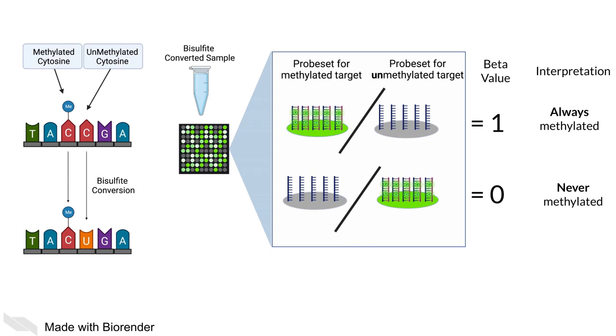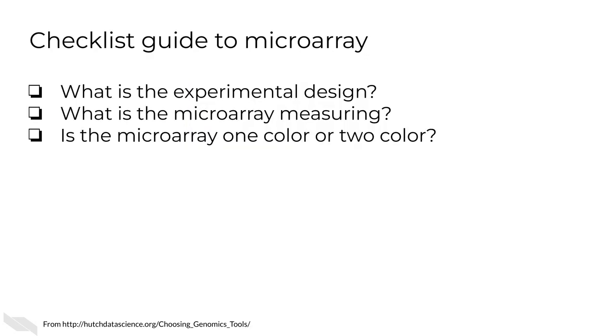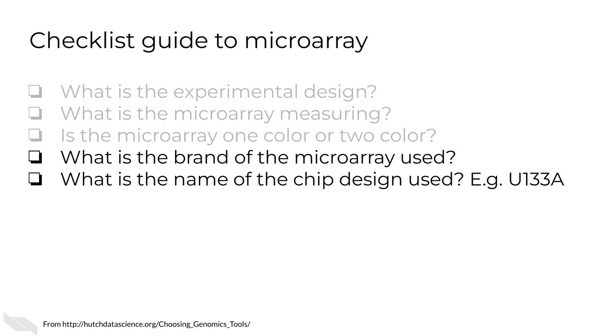When preparing to analyze microarray data, you should make sure you get details of the lab process before you begin. This includes the experimental design, what the microarray is measuring, and whether the microarray is 1 or 2 color. You will also want to know details about the chip itself, like what brand of microarray chip it is, and what is the specific name of the chip design. Both of these details can change how you go about doing your analysis.